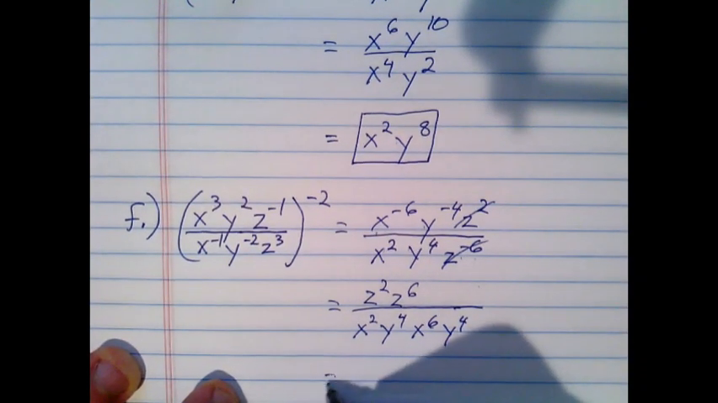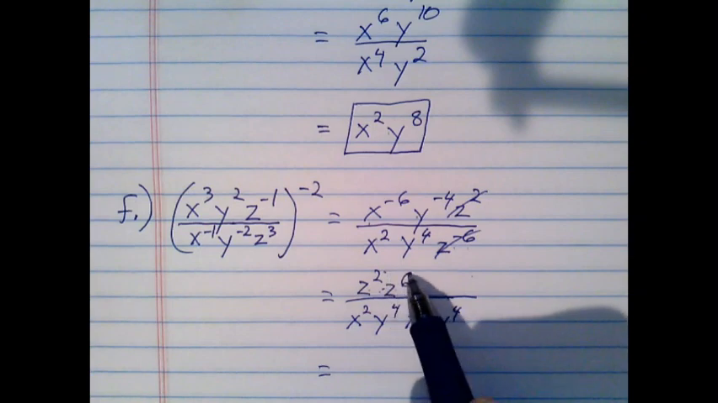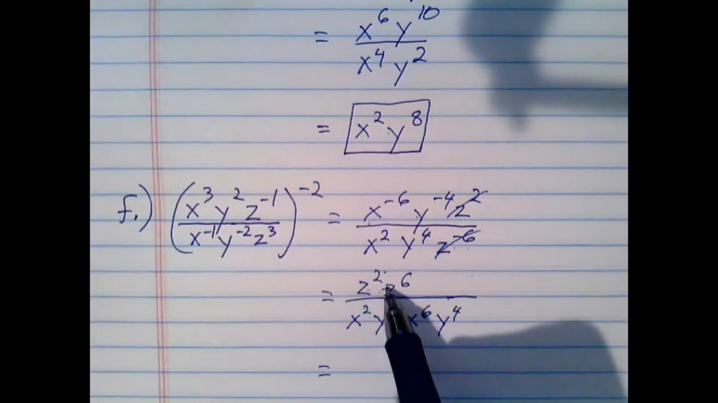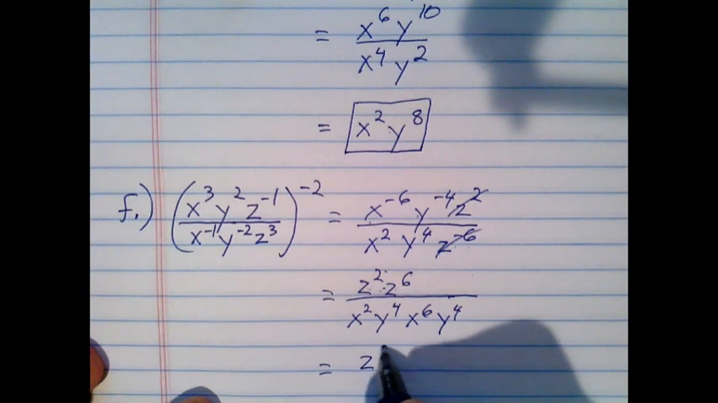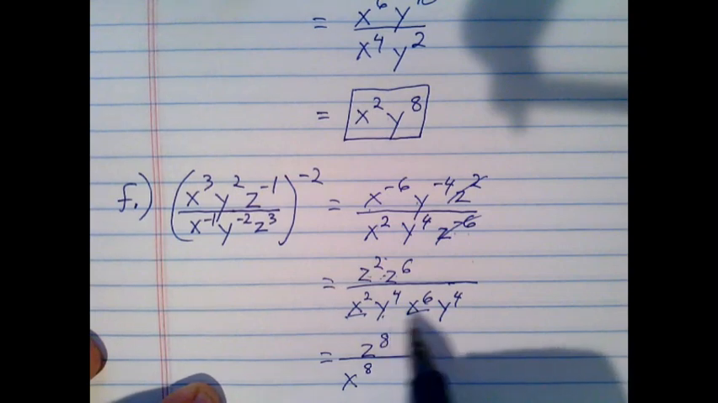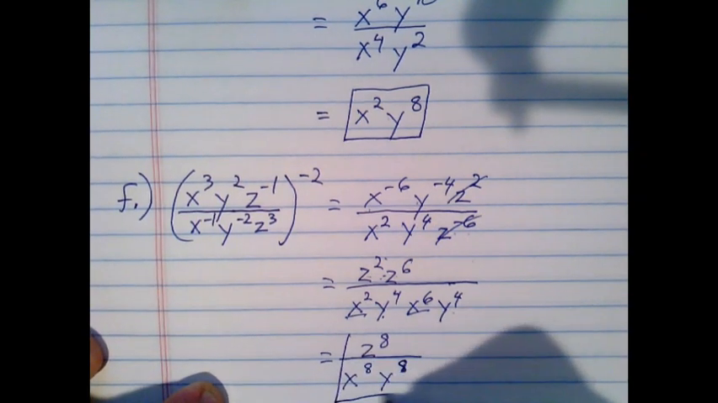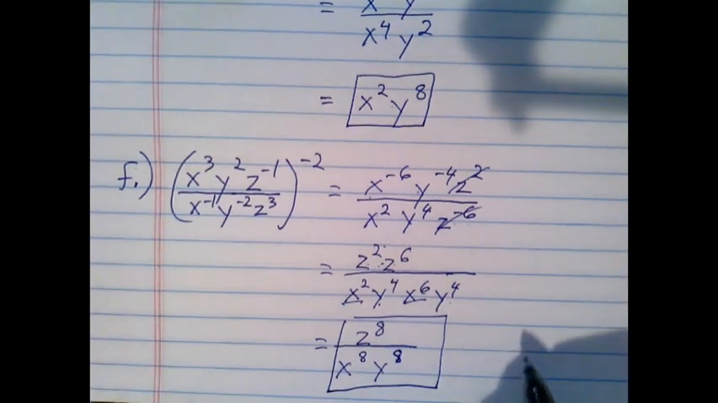Alright, now I'm going to use the rule that says if I'm multiplying things with the same base, I add their powers. So z to the 2 times z to the 6 becomes z to the 8. And then x to the 2 times x to the 6 becomes x to the 8. And then finally y to the 4 times y to the 4, 4 plus 4 gives me 8 again. So my final answer for part F will be z to the 8 over x to the 8 times y to the 8. And that's it for this problem, so we're going to go ahead and wrap up there.